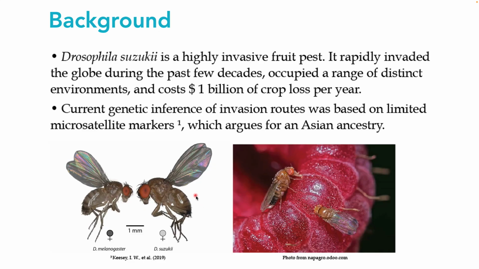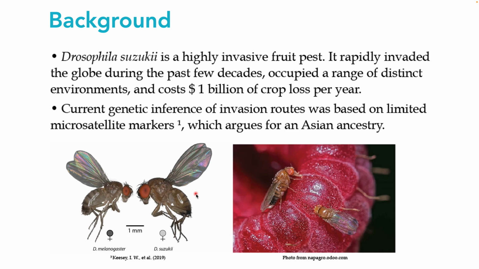So, Drosophila suzukii is a highly invasive crop pest and currently a major pest species in America and Europe. It has rapidly invaded the whole globe during the past few decades, occupying a range of distinct environments. The adult female flies lay eggs into unripe summer fruits with their ovipositor, and the infection costs $1 billion of crop loss per year.